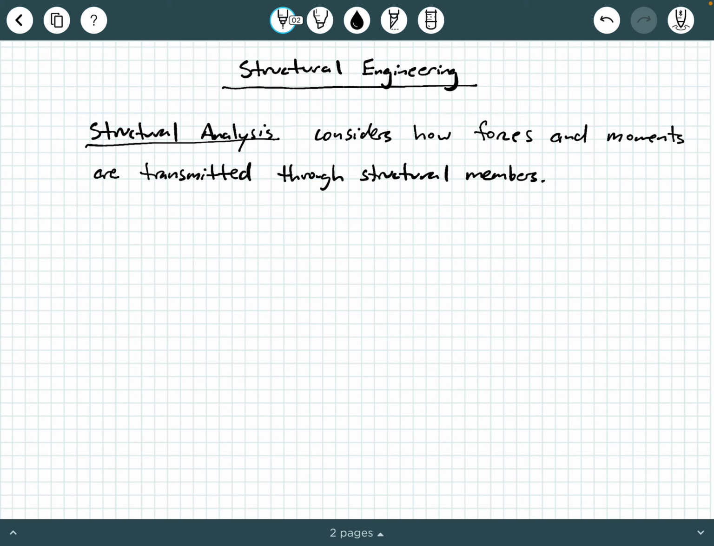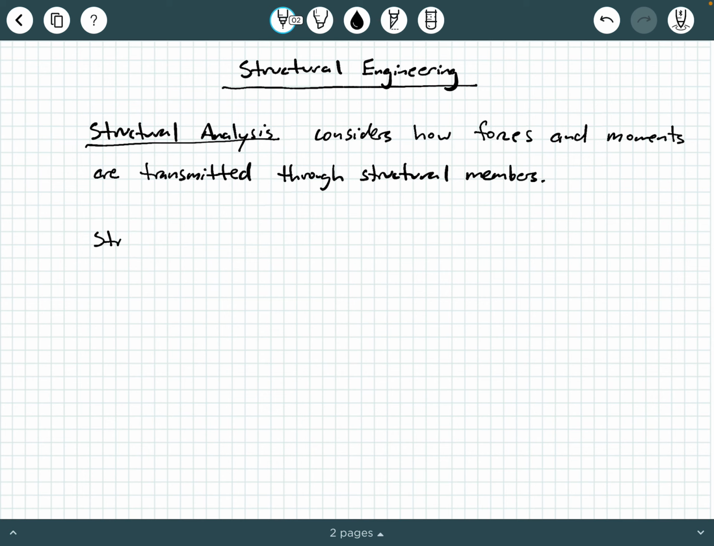supporting applied forces, applied loadings, structural analysis looks into how those applied loadings that are acting on a structure are transmitted into the structural members and then transmitted from one structural member to the other, all the way down to that structure's either foundation or support system. Okay, so that's structural analysis, and usually structural analysis involves a lot of calculations that come from statics and mechanics of materials.